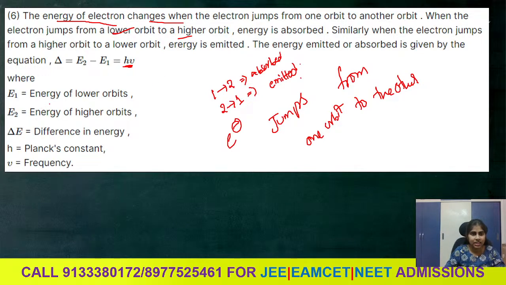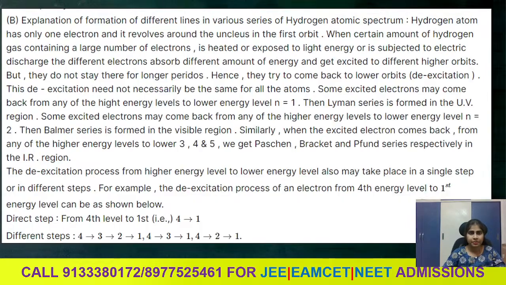See here, E1 is the energy of the lower orbit, E2 is the energy of the higher orbit, and delta E is the difference between the two energy levels. This difference is equal to Planck's constant into frequency, that is h into ν. So till this, these are the postulates of Bohr's atomic theory. And next let us see the next part, that is about the hydrogen spectrum.